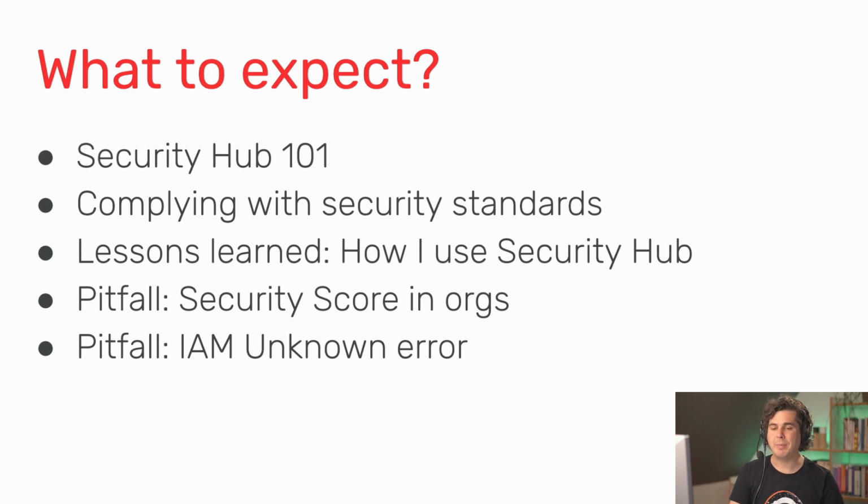I also prepared two pitfalls for you. One is about the security score. I will talk about the details later. This is the magic number that maybe some of you want to optimize for. The other pitfall is about an error that pops up in Security Hub quite often. I see this in many different AWS accounts, and it takes some time to understand why it happens, and I will show you what's going on. It's about an IAM check that returns an unknown error. So it's not very helpful, and that's why we have a look at it.